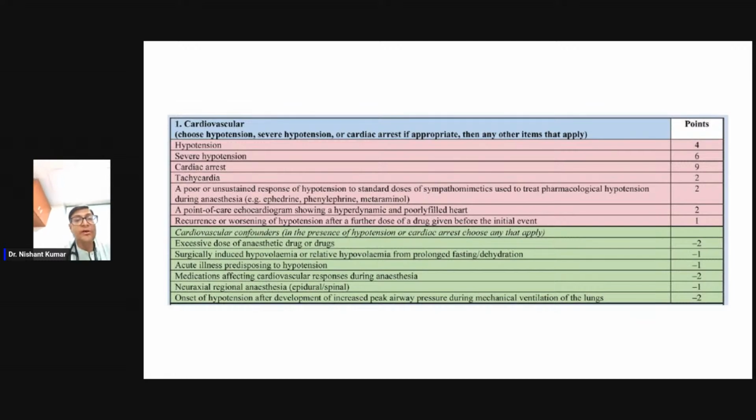That means that there's pooling of the fluid in the vessels, recurrence or worsening of hypertension, then excessive dose of anesthetic drugs if you have given, that is a -2. Surgical induced hypovolemia, acute illness predisposing to hypertension in critically ill patients, medication affecting cardiovascular response during anesthesia, neuraxial regional anesthesia, epidural or spinal, and onset of hypertension after development of increased peak airway pressure during mechanical ventilation of the drug. So if these are present, the green are negative points, the pink are the positive points, and we total the number of points that are available. Next, please.